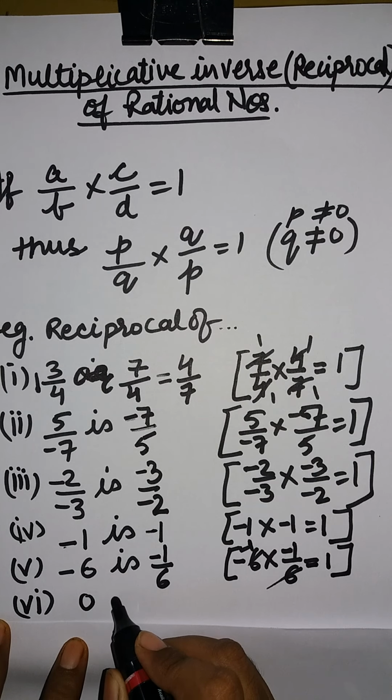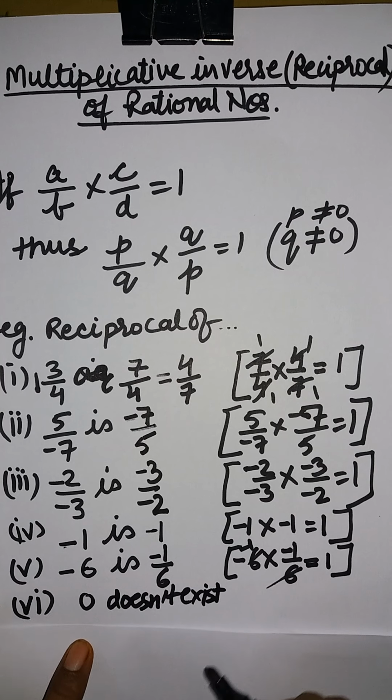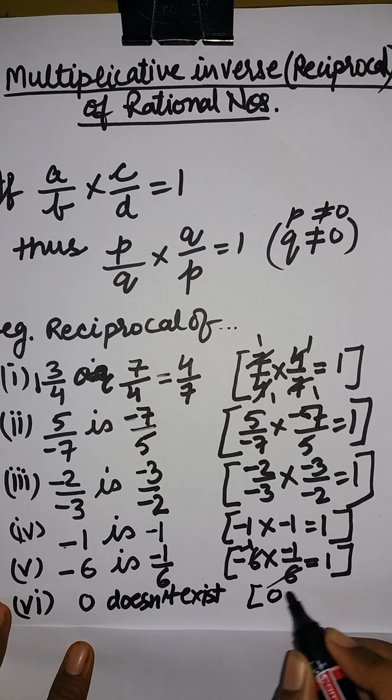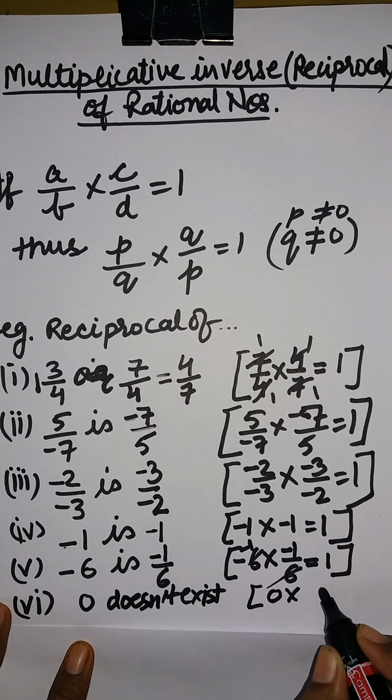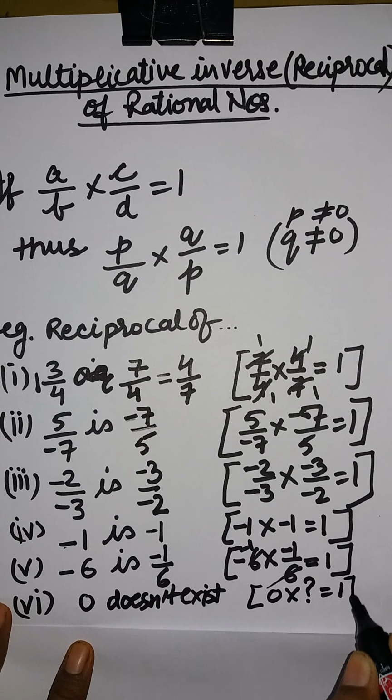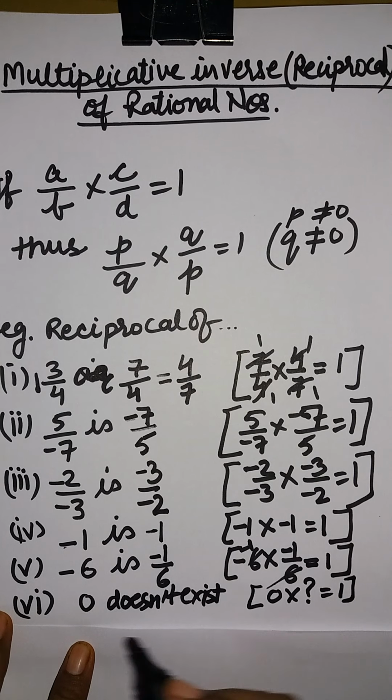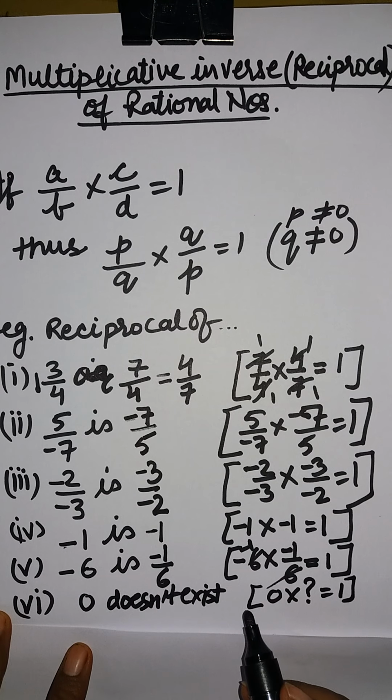Why? Because we don't find a number which when multiplied by 0 gives us 1. So we don't find such a number. Therefore, reciprocal of 0 doesn't exist.